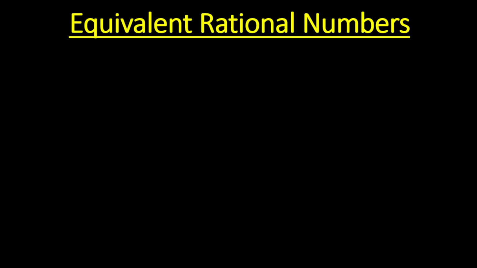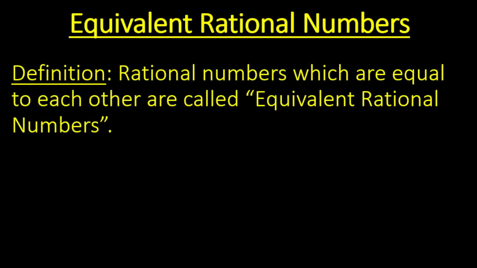Equivalent rational numbers. First, let us see the definition. Rational numbers which are equal to each other are called equivalent rational numbers. The value of both rational numbers must be equal, then they are called equivalent rational numbers. So what is the meaning of having equal value?